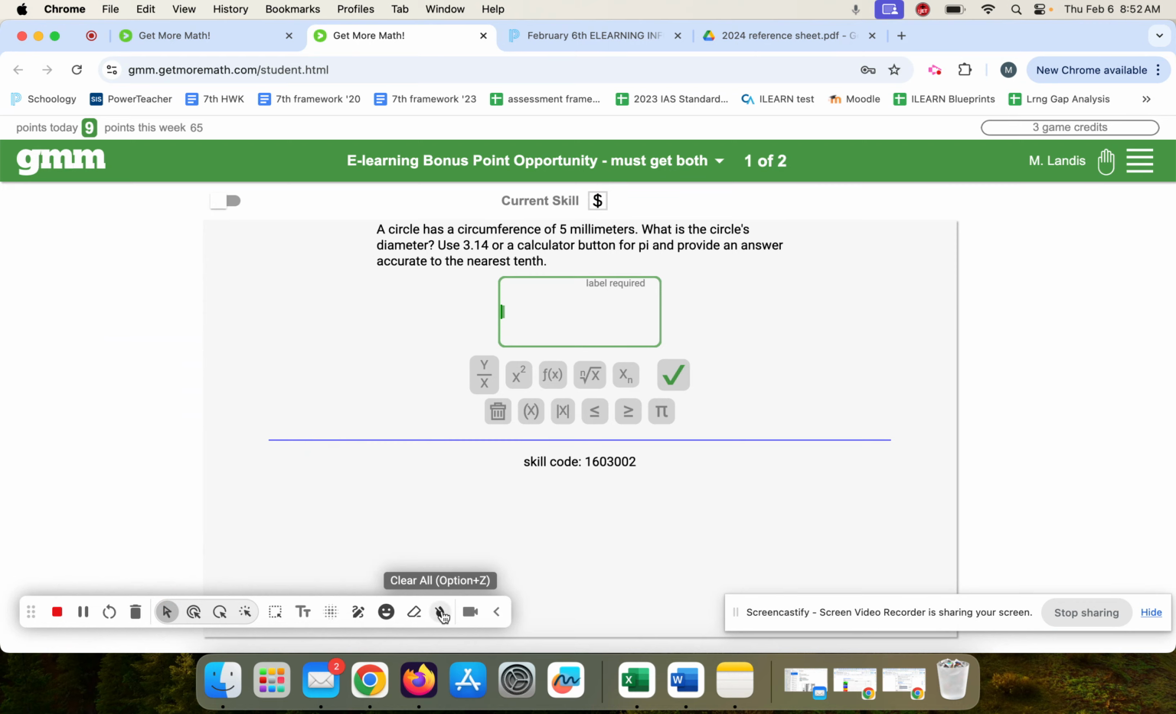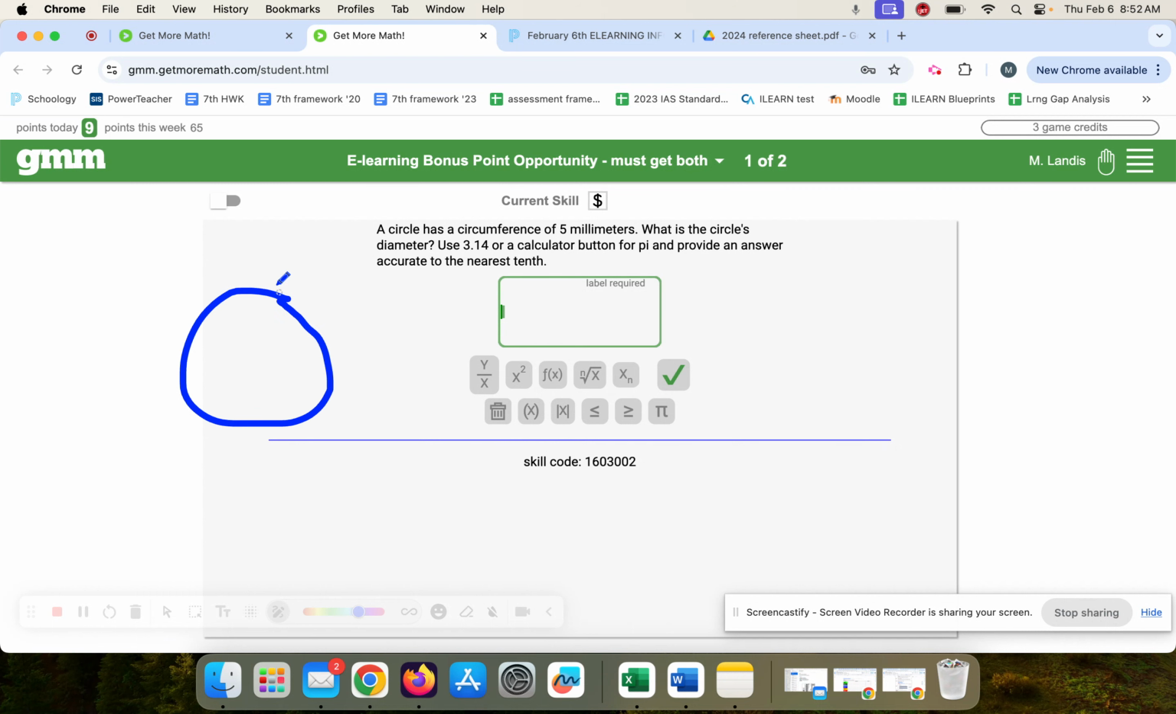Let's see here. Circle has a circumference of 5 millimeters. So that means all the way around the circle is 5 millimeters. Circumference is 2 pi r, or pi times the diameter. Doesn't make any difference. So 5 is all the way around. What is the circle's diameter? I should have went with the other formula. Let's do that over here. Circumference, which is 5, equals pi times the diameter. Okay, and that's what we're trying to do.